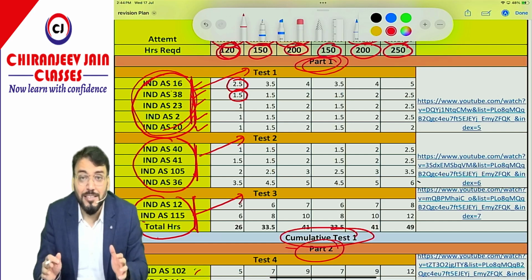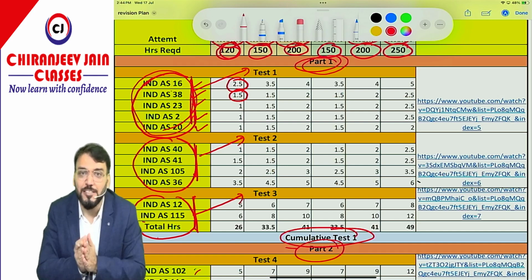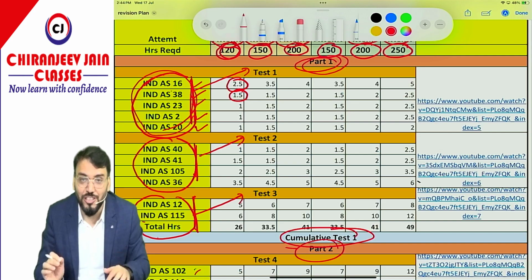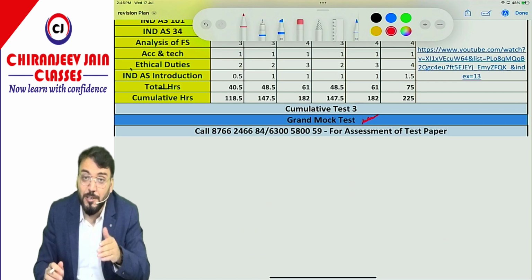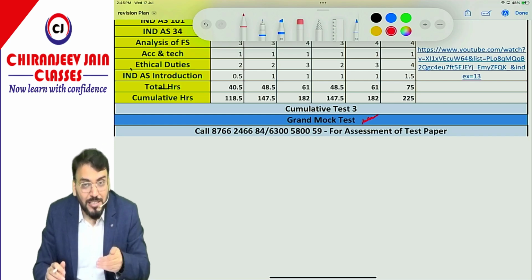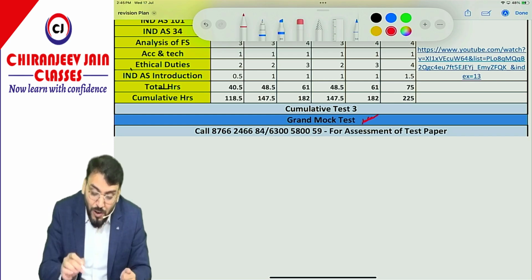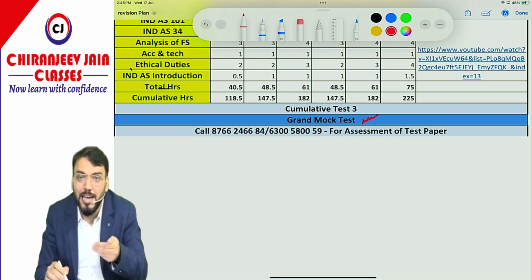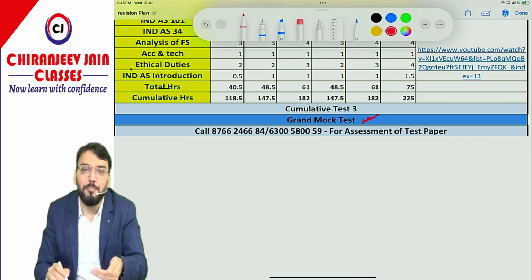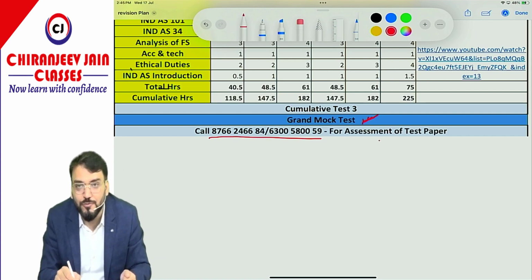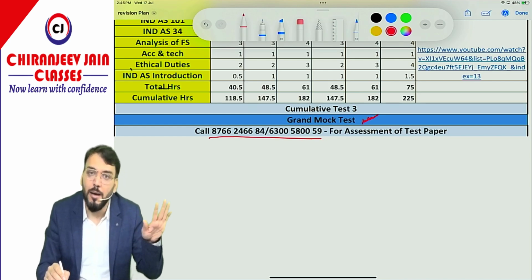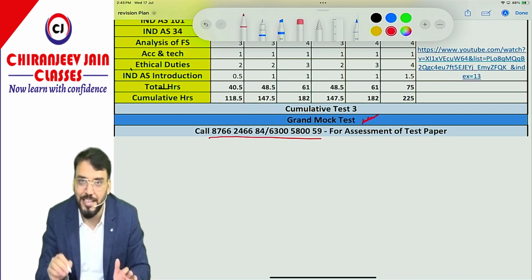Now coming to the question: sir, will you also do assessment of the test paper? Correct, this is also one question. Of course, for assessment, if you want us to do it, then it will not be freely available, it will be at some charges. If you want the assessment of your answer paper, then call this number, just write on this number for the assessment of the test paper. You'll get the details about the fees for that particular case.